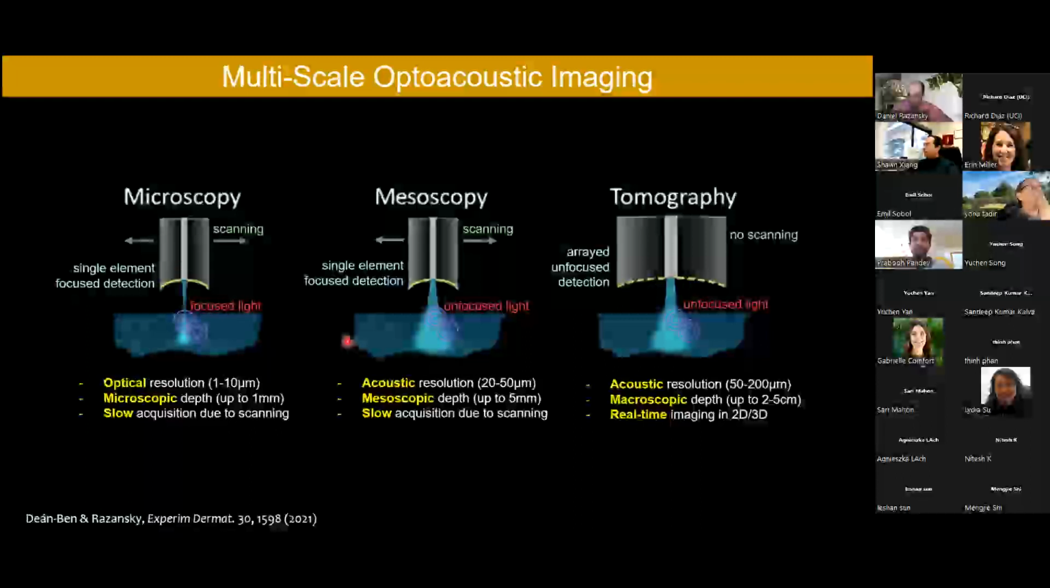So both microscopy and mesoscopy share the common problem of being quite slow because you need to mechanically scan the light beam and in most cases also the ultrasound transducer in order to form images. So the third approach, termed optoacoustic tomography, would use multiple ultrasound detectors arranged on an array to detect the generated optoacoustic signals at multiple locations simultaneously. So in this case, for every light pulse, the images can be formed very fast through the so-called tomographic reconstruction. So basically, in this way, you can do real-time 2D or even 3-dimensional imaging. But for that, you need many detectors and also some complex electronics, which makes the setup much more expensive.